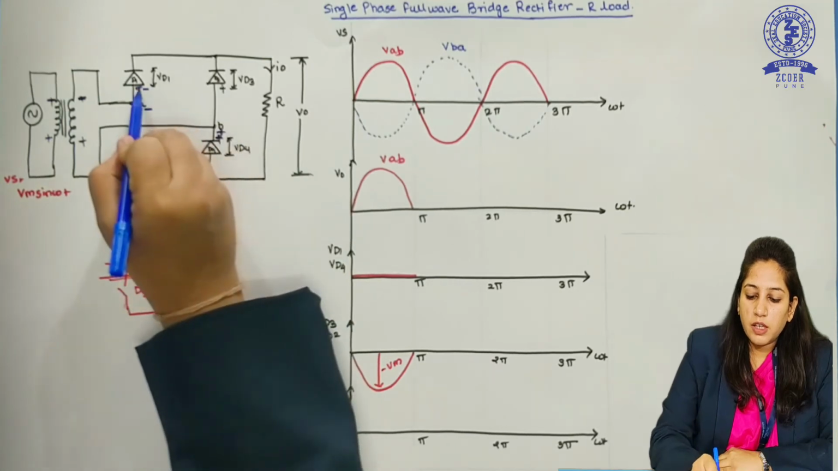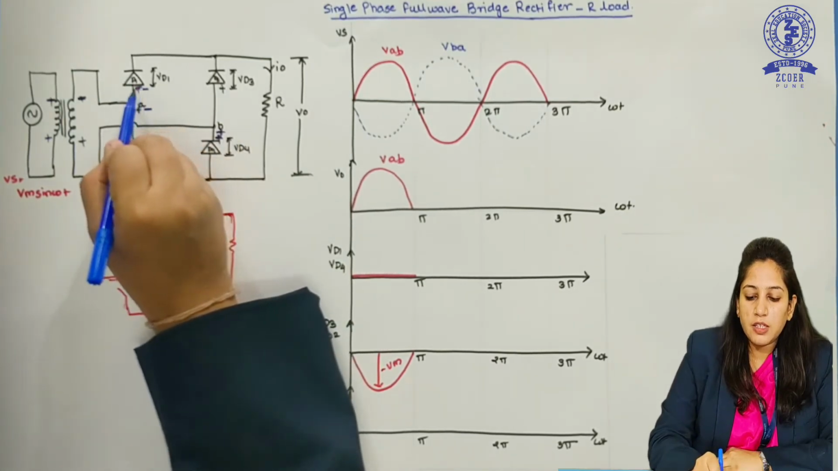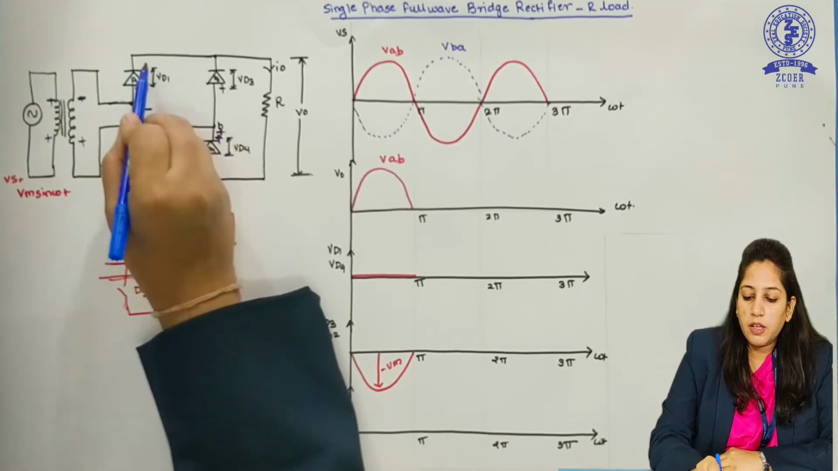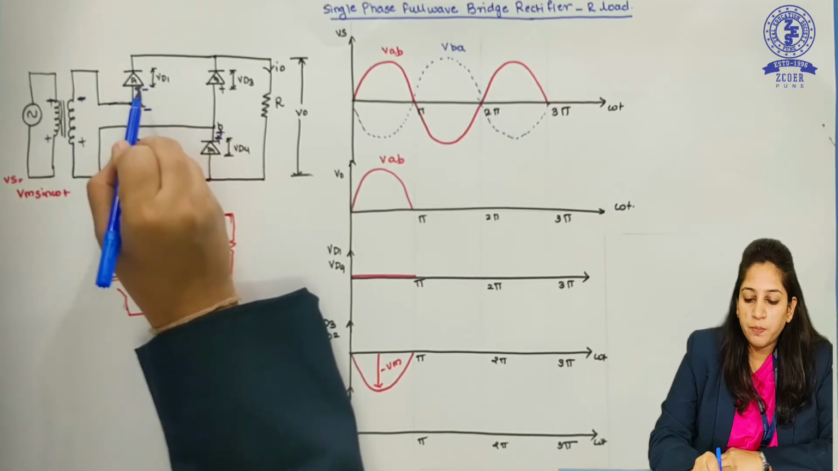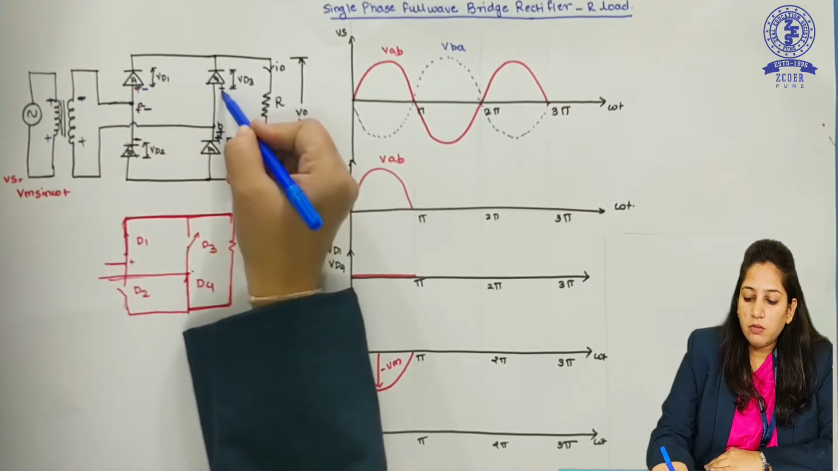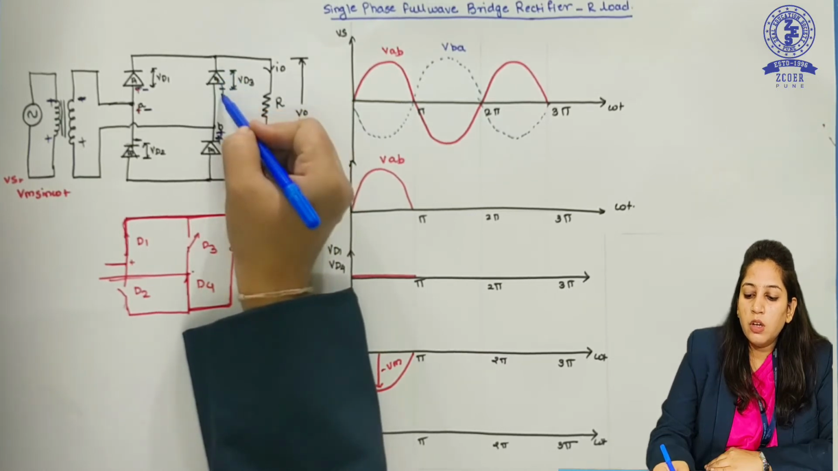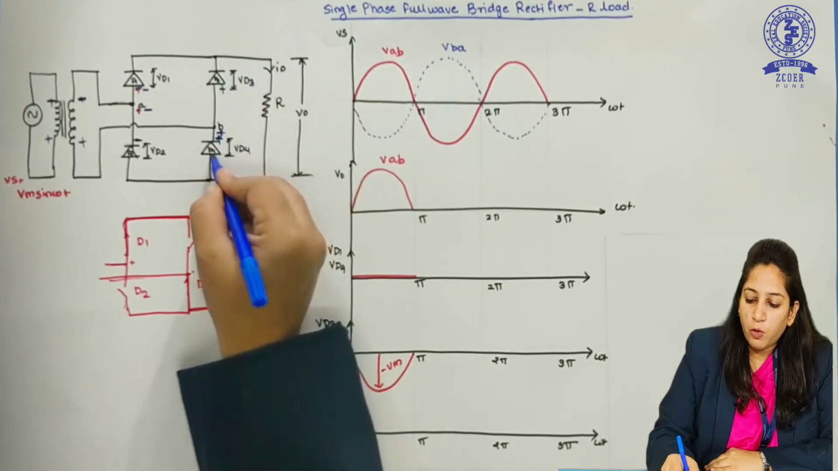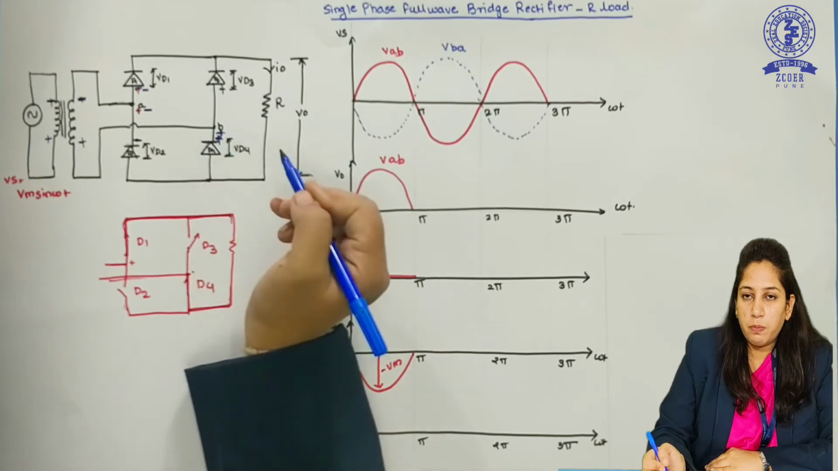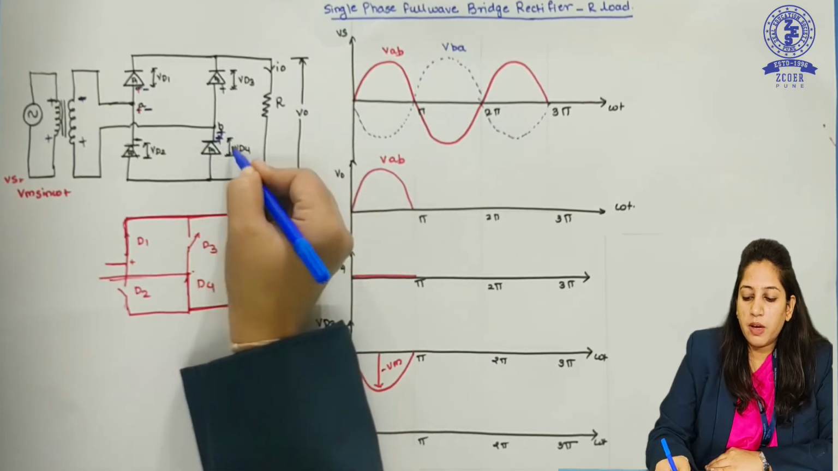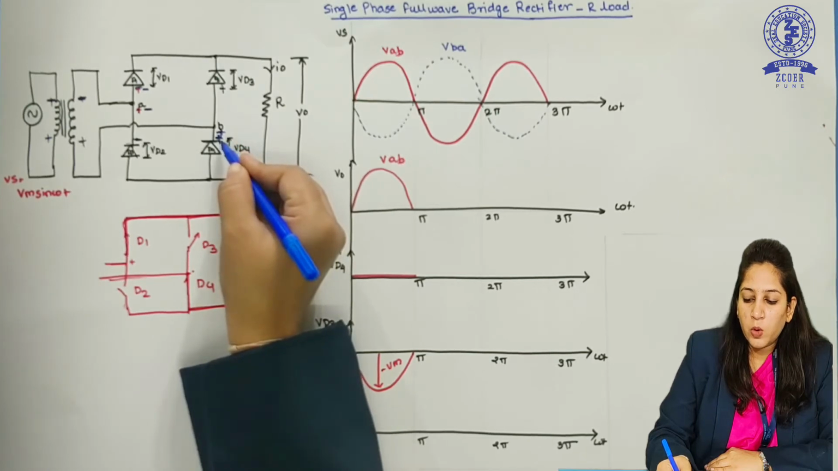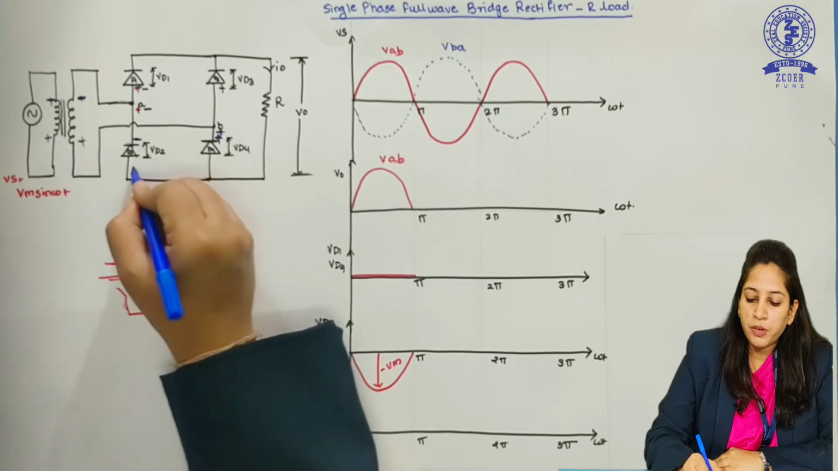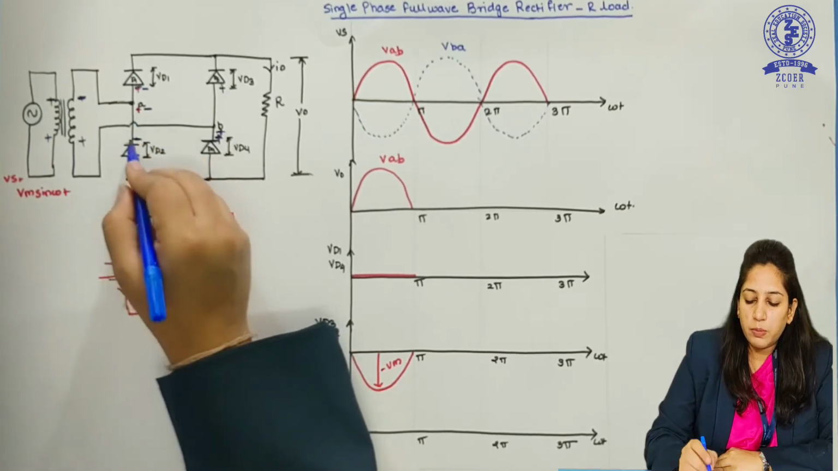Now observe, if the positive terminal of diode D1 is negative, that means it is reverse biased. So it will not conduct, it will act as an open switch. And here it is positive with respect to this, so D3 will conduct, and it will be forward biased. Similarly, D4, whose negative terminal is positive, will again be reverse biased. And similarly, D2 has a negative terminal here with respect to positive, and so D2 will conduct and be forward biased.